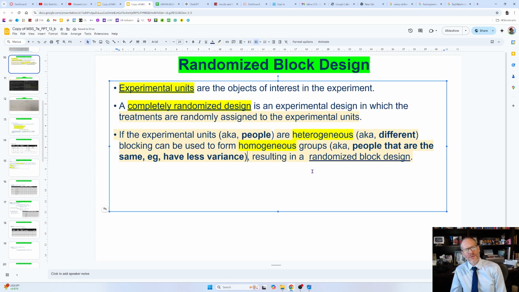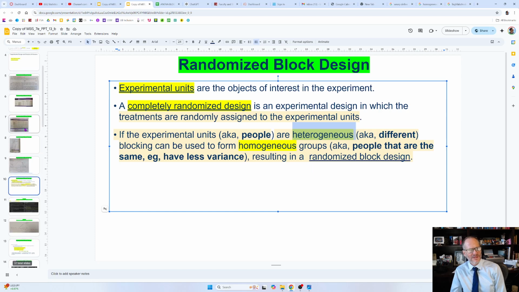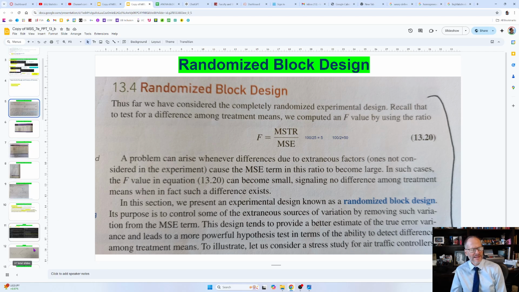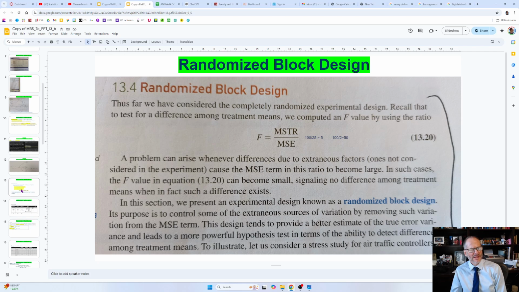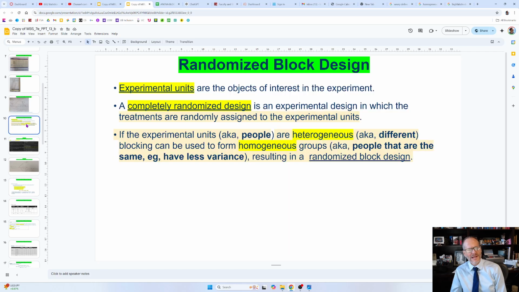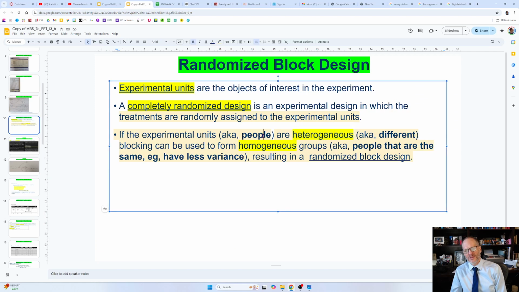All right, so really what this is saying is if you got these flight controllers, like in the example in the textbook, we're dealing with flight controllers, and this is the introduction to it right here. To illustrate, let us consider a stress study for air traffic controllers. And these flight controllers, these people are significantly different in how they deal with stress. And that means we're going to have a lot of variance in stress.